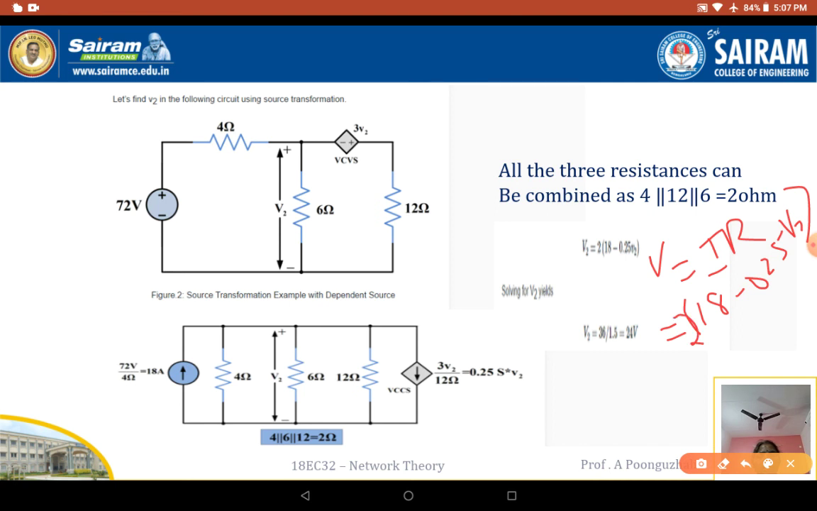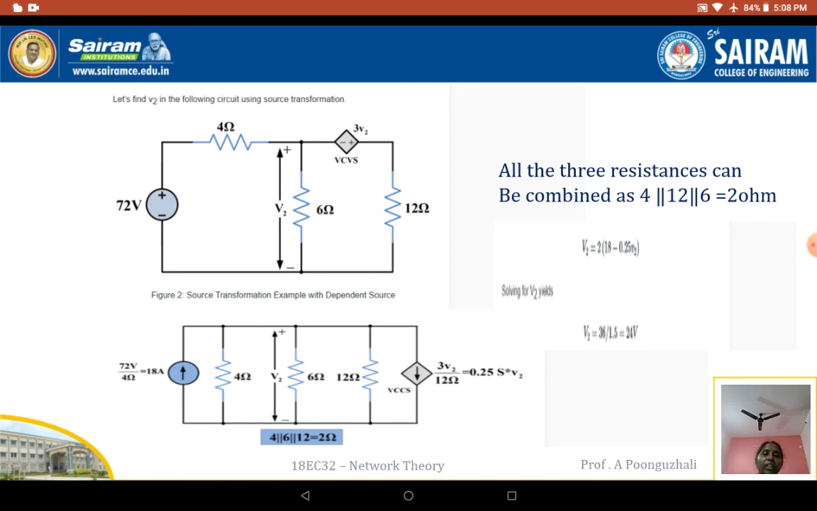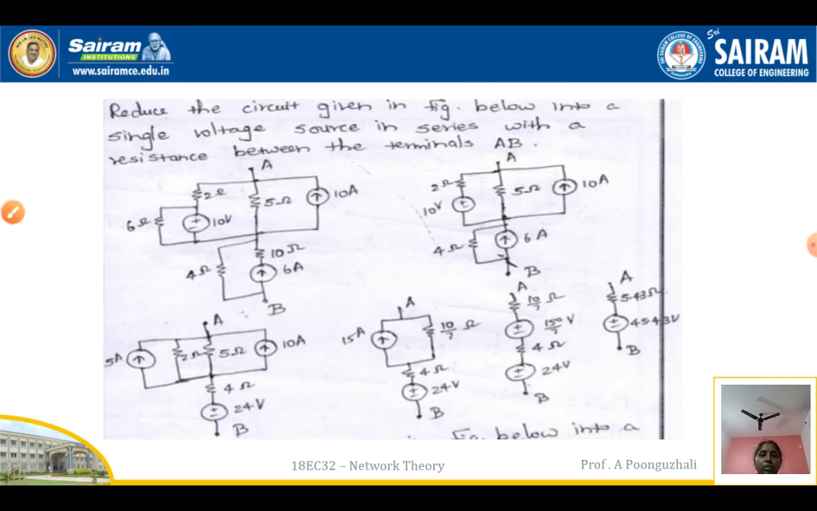If I multiply it, the total voltage is going to be the V2 we want to find out. Simplifying this equation, V2 plus 0.5 V2 is equivalent to 36, so it is going to be 1.5 V2 equal to 36. So V2 is equivalent to 36 by 1.5, that is 24 volts.